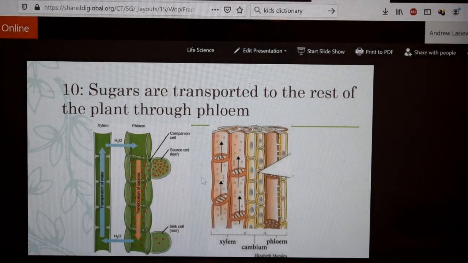Then those sugars are transported to the rest of the plant through the phloem. We're not really going to worry too much about the phloem. It's kind of like a different tube than the xylem. But maybe we should have phloem. Memo to myself. If you're already watching this, you know the phloem is one of the words you need to know. The phloem carries those sugars and nutrients to the rest of the plant.